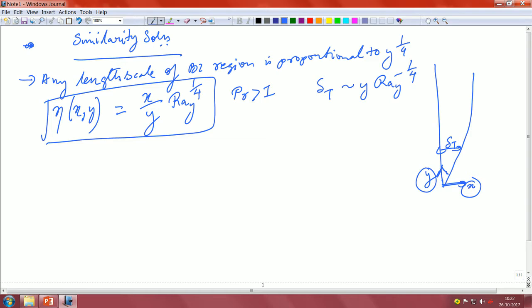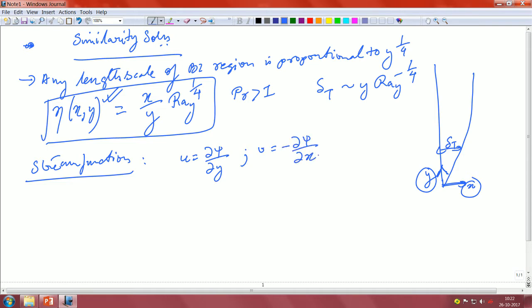Now, what we are going to do, we are using this variable now, proposing this variable as the similarity variable over here. So, we also introduced the stream function. If you recall, you can solve this similarity solution in different ways. Stream function is one such approach. Okay. So, u is given by d psi dy and v is given by minus d psi dx.